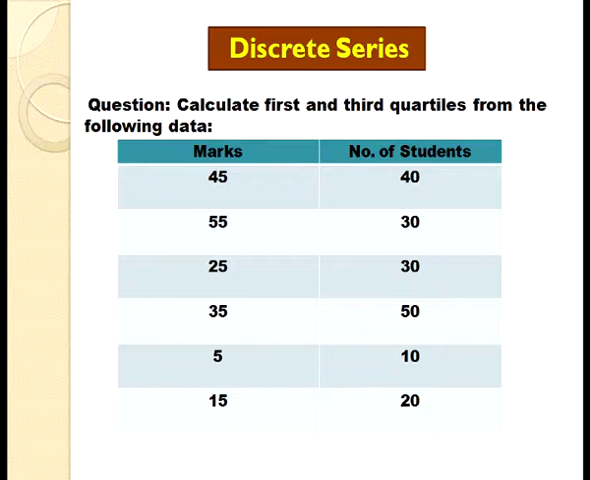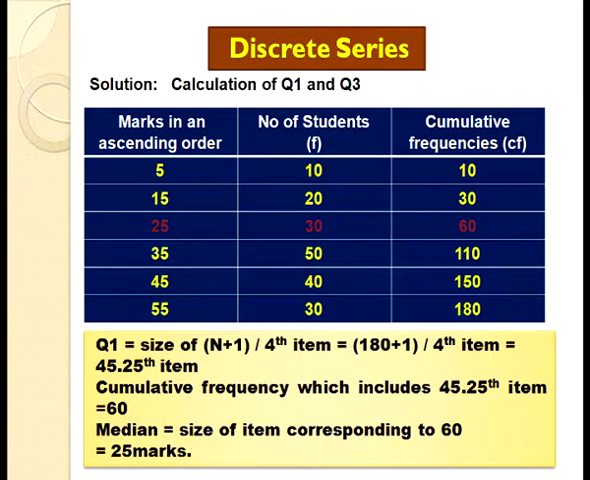Now, in this particular question, the question states: calculate the first and the 3rd quartile from the following data. The marks have been given to us and the number of students have been given to us. Very first, we need to arrange the data. Let us see how we have done. You can see in this, we have arranged the data in ascending order.